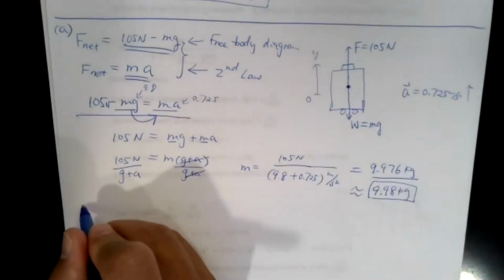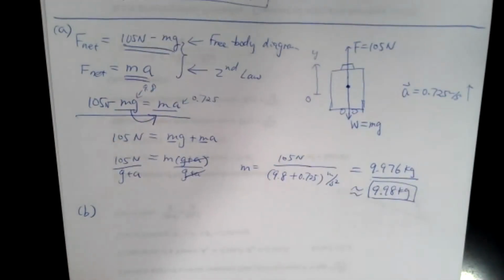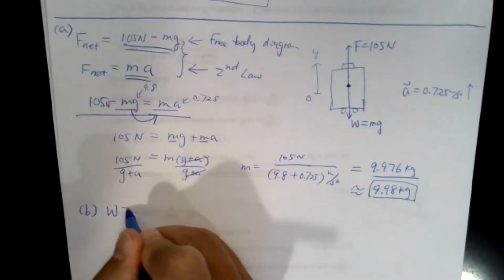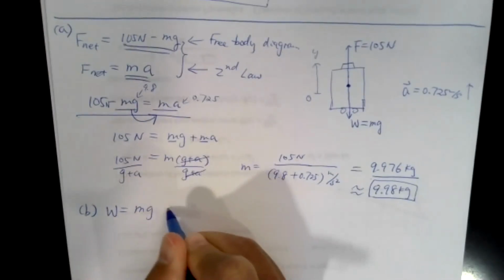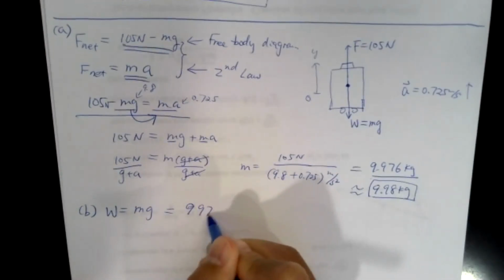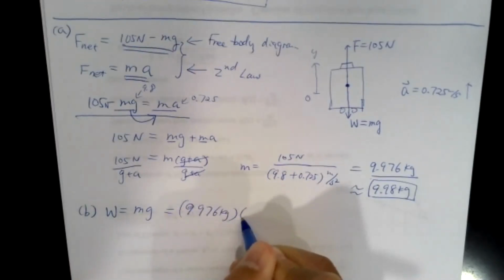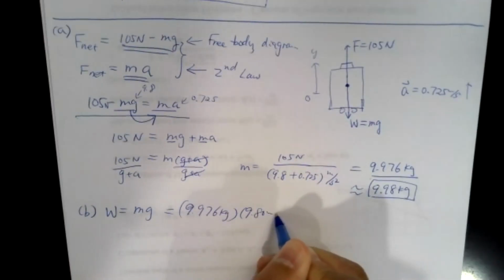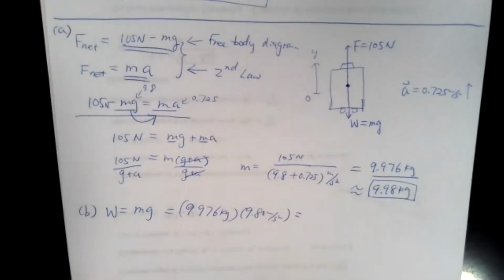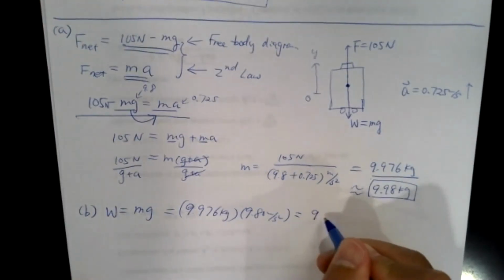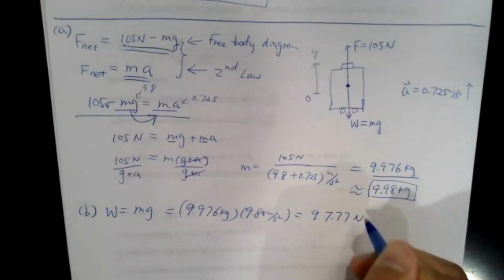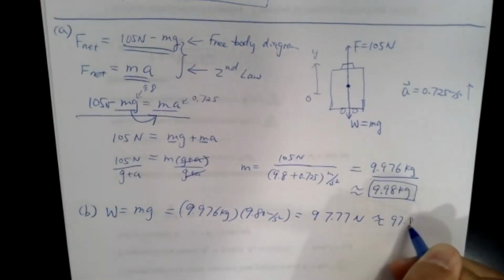Now you have the mass there, so you can solve for your weight. Weight is equal to m times g. 9.976 kilograms times the 9.8 meters per second squared. So that would be 97.77 newtons, or 97.8 newtons.